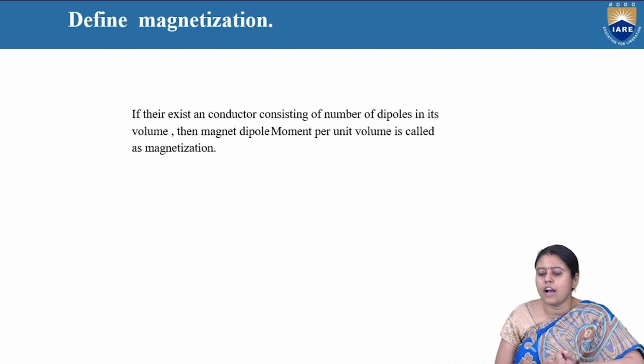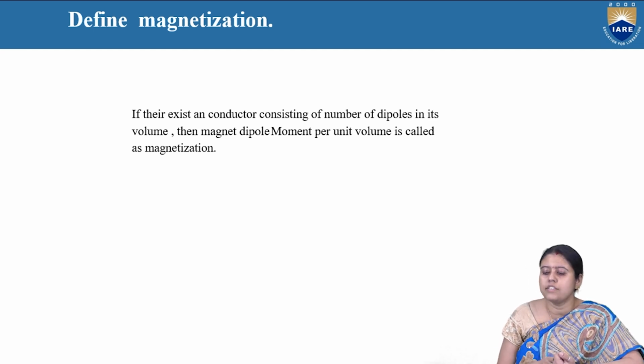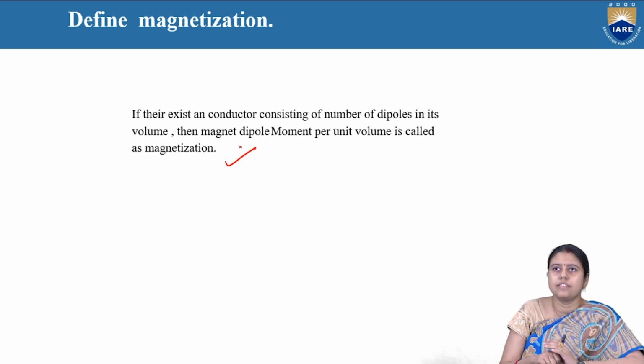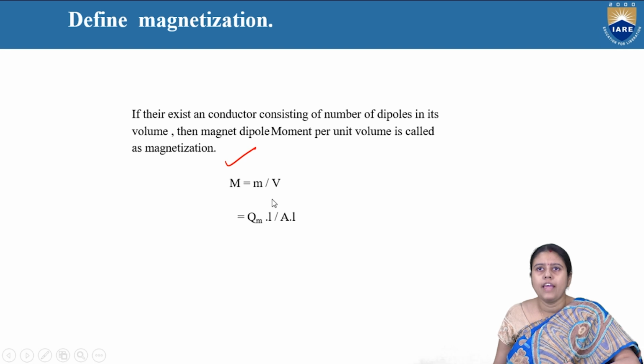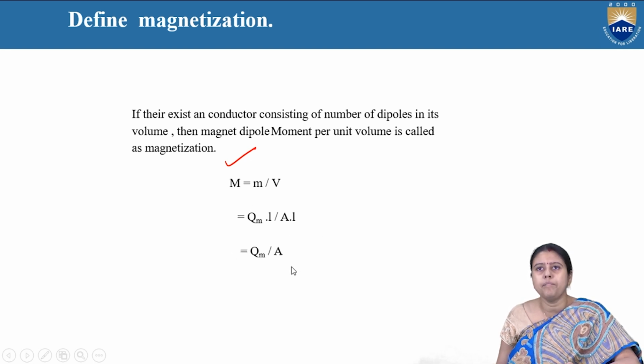Define magnetization. If there exists a conductor consisting of a number of dipoles in its volume, the magnetic moment per unit volume is called the magnetization. Magnetization M is equal to small m by V. M is equal to Qm into L by A into L, so Qm by A.